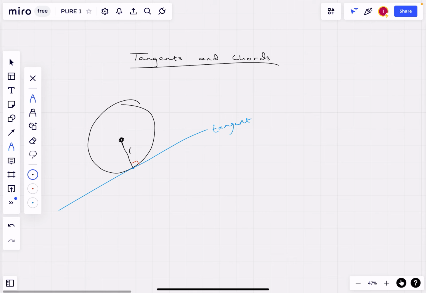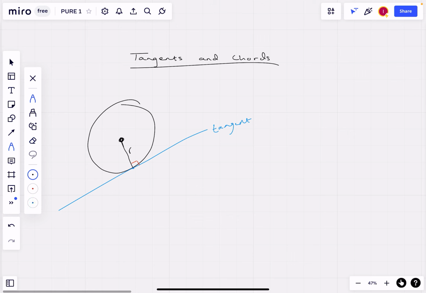So that's a tangent. A chord. Let's say if I had a circle, I had my center there, and I have a perpendicular bisector. No, I just have a line going straight through my center. The perpendicular bisector. Okay.